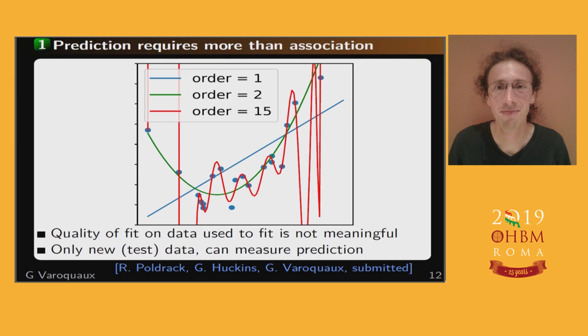And the reason being that the quality of fit on the data that is used to fit is not meaningful. That's something that's well known to machine learning because in machine learning we fit complex models. But that's something that is not common in classical statistics because we fit simple models. And so the point being that only test data can measure prediction.